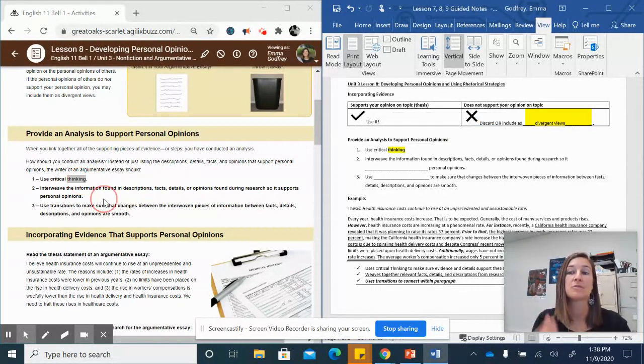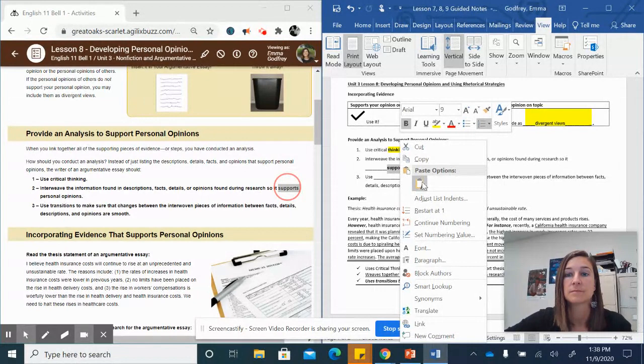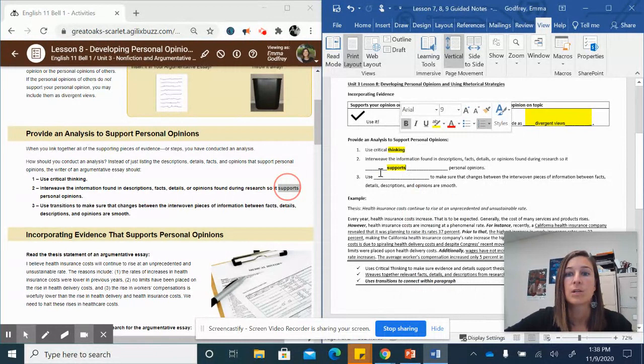After we pull a bunch of facts and evidence for our side and include a few divergent viewpoints so that we're building trust, showing that we do see the other side, then we want to interweave the information found in the descriptions, facts, details, or opinions during our research so it supports personal opinions. Use transitions to make sure that changes between interwoven pieces of information between facts, details, descriptions, and opinions are smooth.